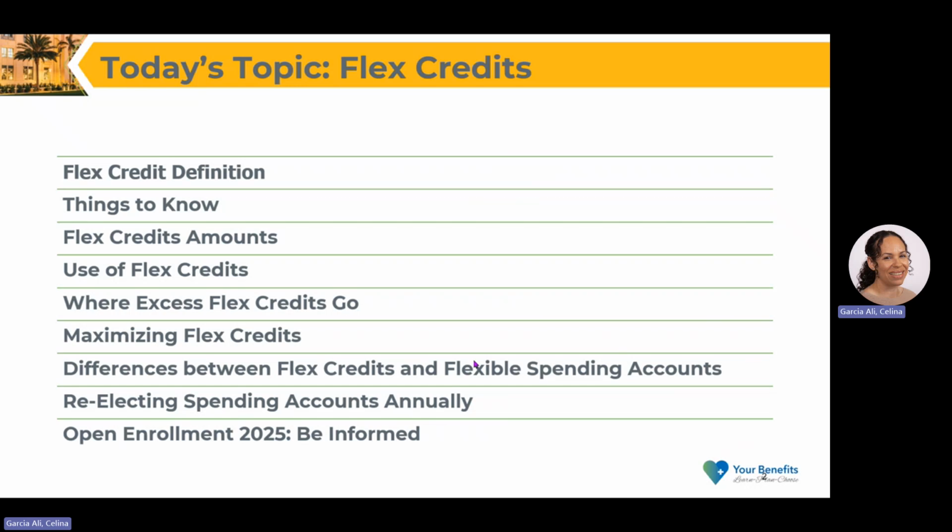Let's get started. Today's presentation is going to go over the flex credit definition, things to know, flex credit amounts, use of flex credits, where excess flex credits go, maximizing flex credits, differences between flex credits and flexible spending accounts, re-electing spending accounts annually, and open enrollment 2025 information.